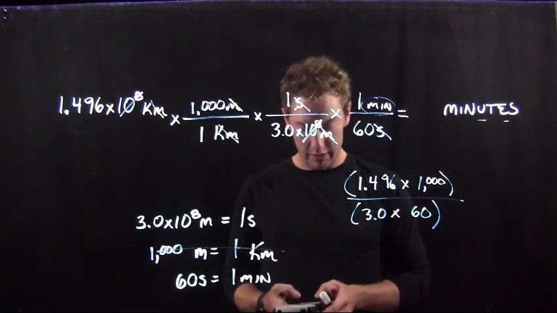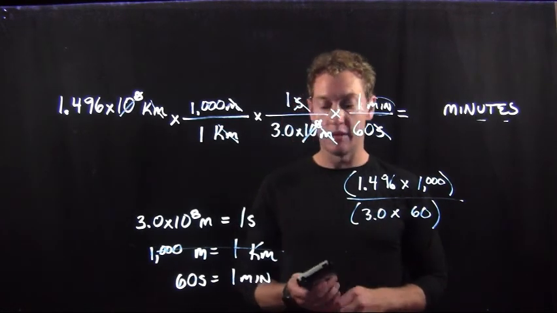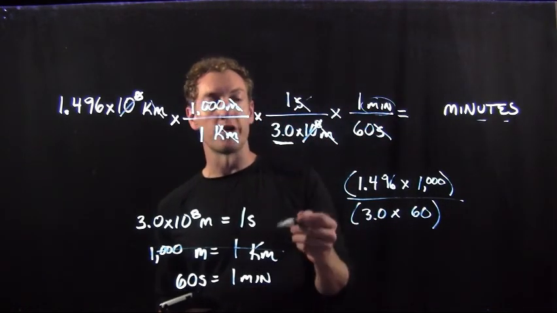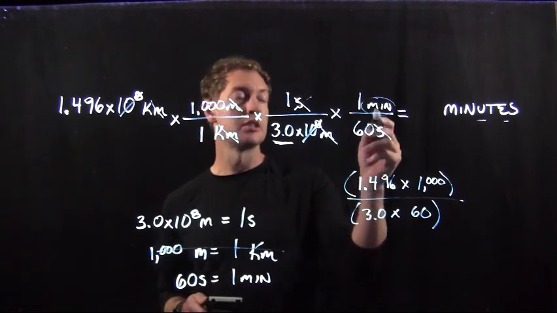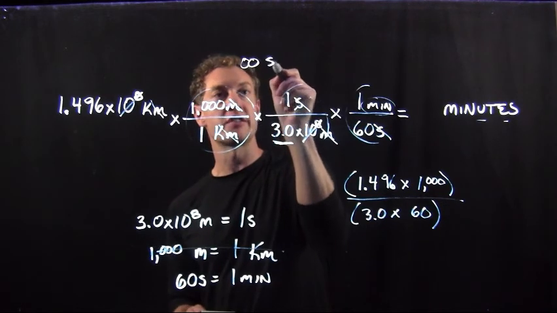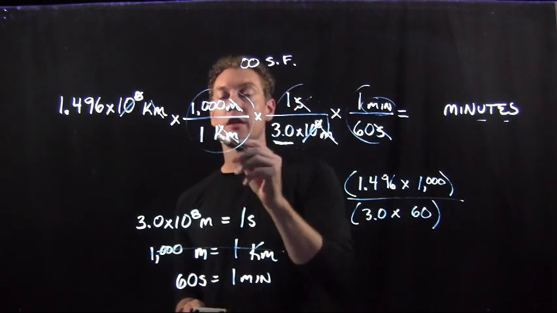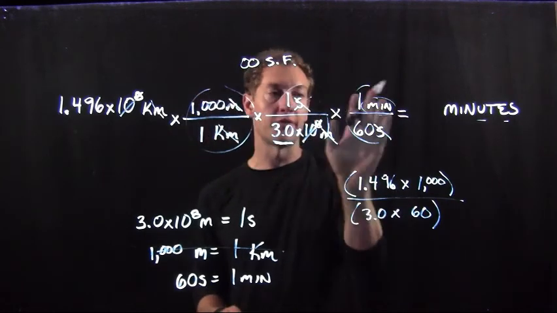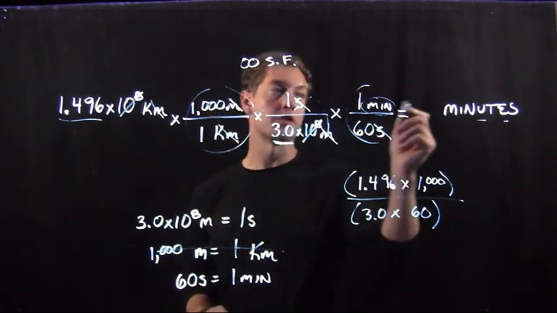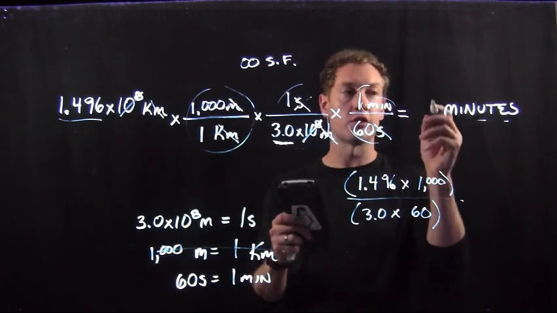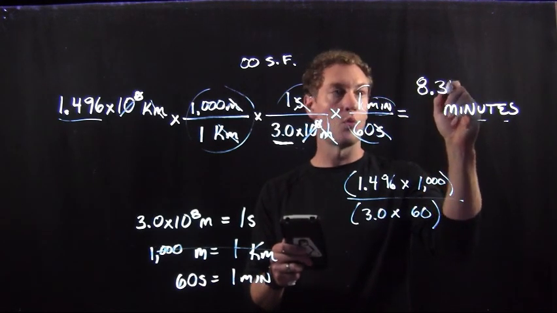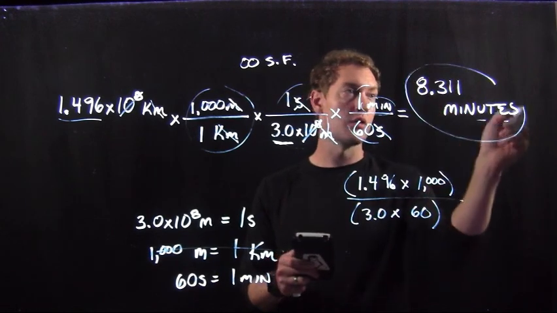1.496 times 1,000 divided by 180, and we get, now technically this is reported as 2 sig figs. We're going to treat our conversion factors as though they all have infinite significant figures. So we'll ignore significant figures in there for right now. And we started with 4 significant figures. We'll end with 4 significant figures. That will come out to be 8.311 minutes for our answer.